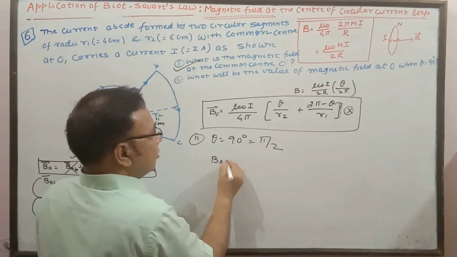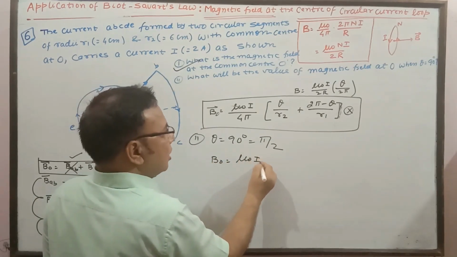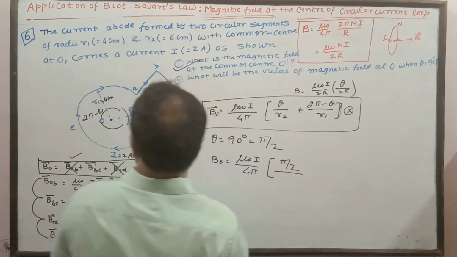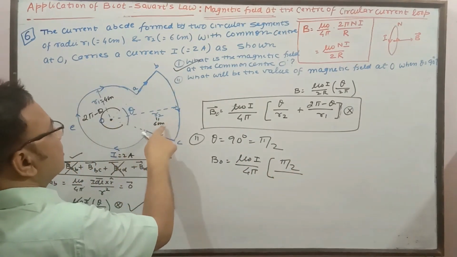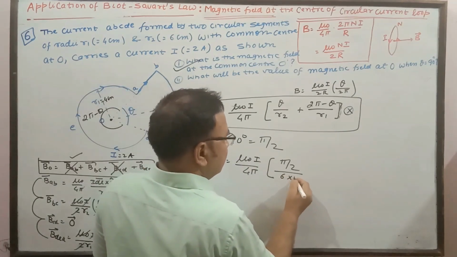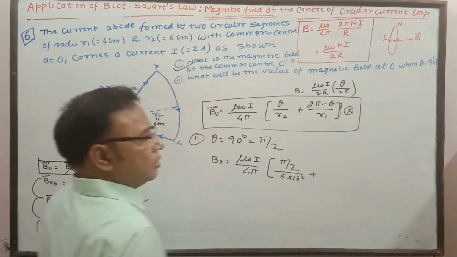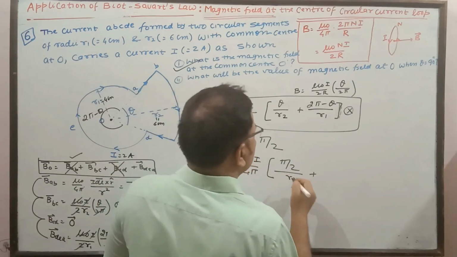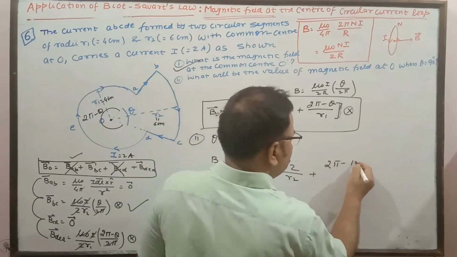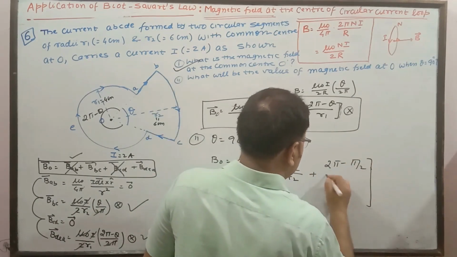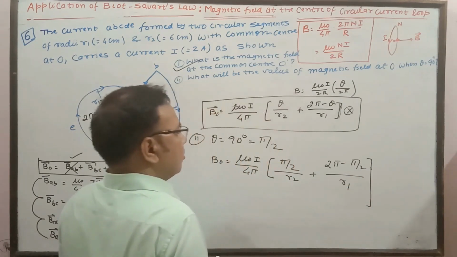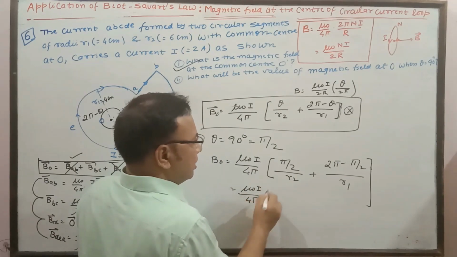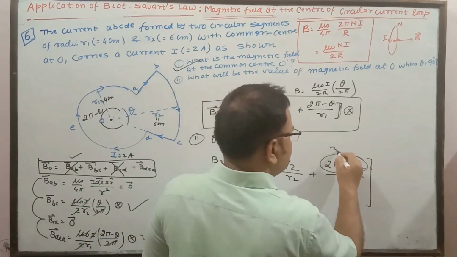So in the second case, B naught is mu naught I divided by 4 pi, theta is pi by 2. And what is R2? R2 is 6 centimeter. So 6 into 10 to the power minus 2, or you can leave it R2 right now. Later on we are going to solve. Let it be R2 plus 2 pi minus pi by 2 whole divided by R1. What common are we going to get here? This is mu naught I divided by 4 pi. This is pi by 2, and this as a whole we are getting 3 pi by 2.